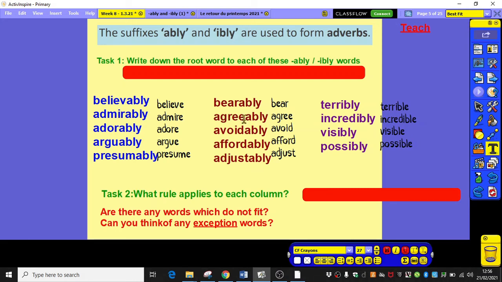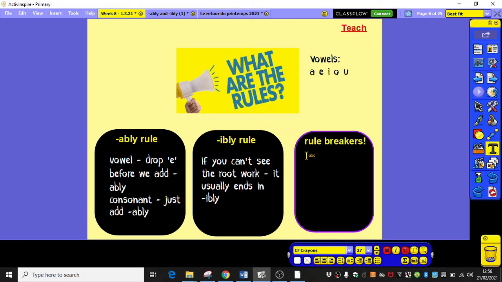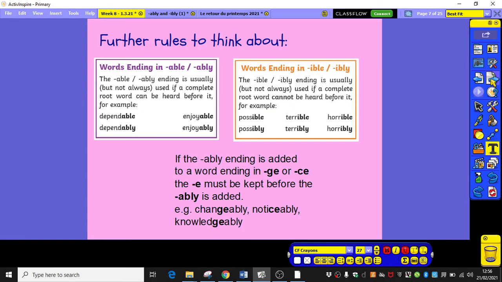Agreeably, we can see the whole word, but we've added ably, and it didn't end in a consonant like bear and avoid and afford and adjust. So I'm going to put agreeably into our rule breakers, because with every rule we learn about words, there's always rule breakers. Okay, so let's just move on. Further rules to think about.